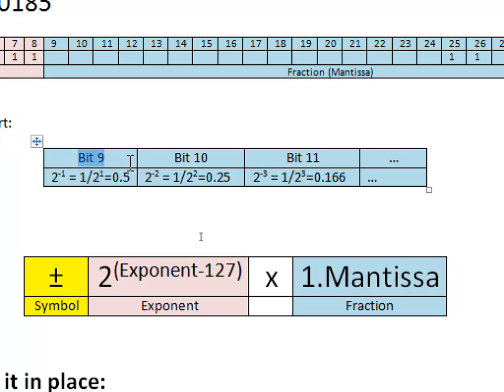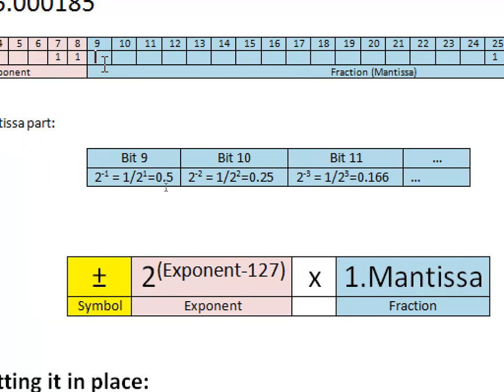This is bit number 9, so this represents this bit, and it's actually representing 2 in the power of minus 1. That means 1 divided by 2, which is actually half. The next bit is represented by 2 in the power of minus 2, then 2 in the power of minus 3, and so on and so forth.